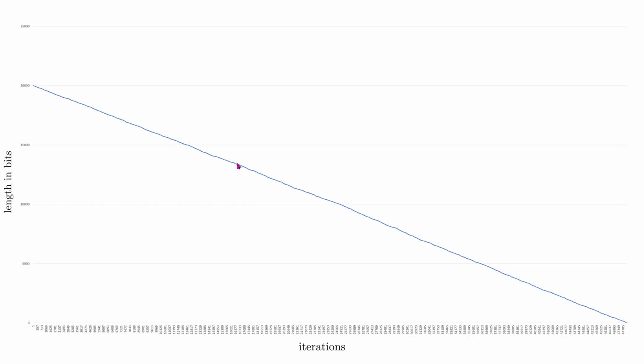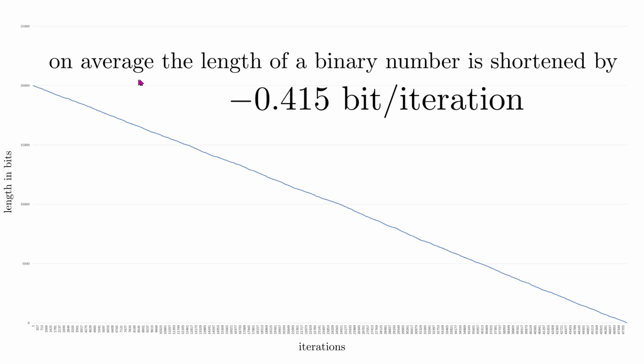When we see this whole process, we see that it is governed by very strict rules. On average, the length of a binary number is shortened by 0.415 bit per iteration. And it is very nicely visible when we start from a big number that it is going smoothly down.